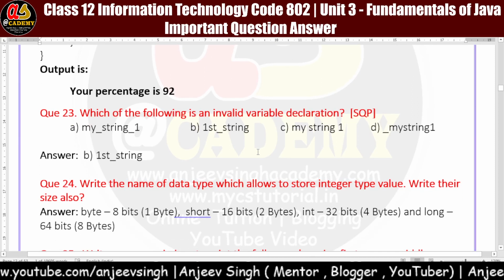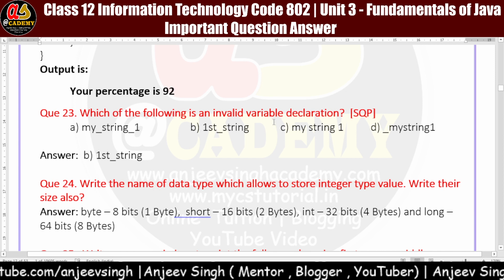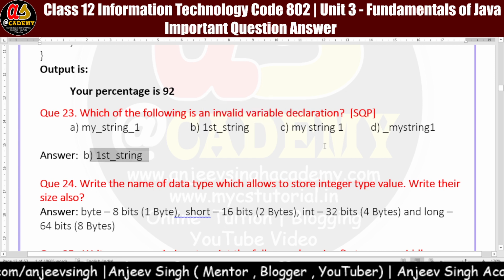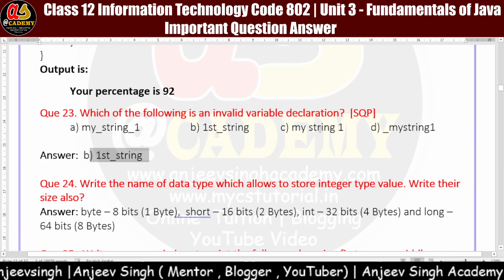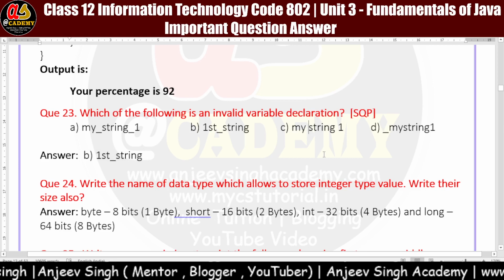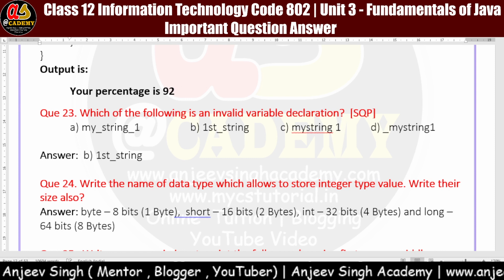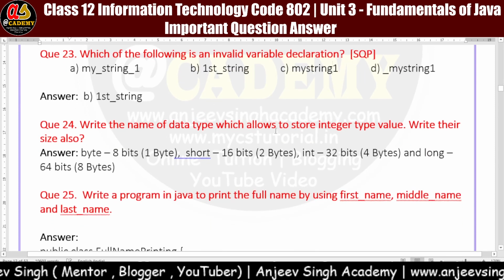Which of the following is an invalid variable declaration? It's already asked in the sample question paper. So as you know, this variable starts with a digit, so that's why it is invalid. Otherwise, which of the following is invalid? This is also invalid here because now I'm going to remove this space. Okay, but if I keep the space there, then it becomes invalid here also.